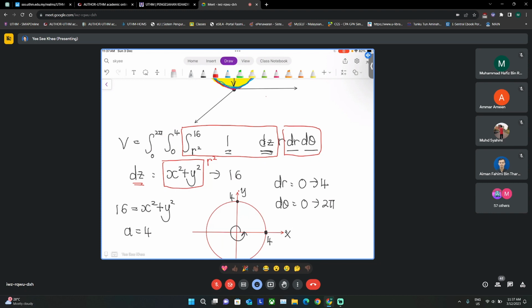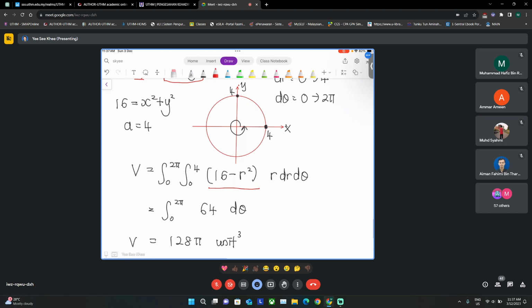So this DZ, when you integrate it, because it's DZ, it will become Z. Okay, so when you put your interval here, r squared at 16, so 16 will be here, r squared will be here. So it becomes 16 minus r squared. Okay, so this is what appears here. Okay, Madam, faham. Yeah, okay. Thank you for asking. Any more questions? No? Alright.